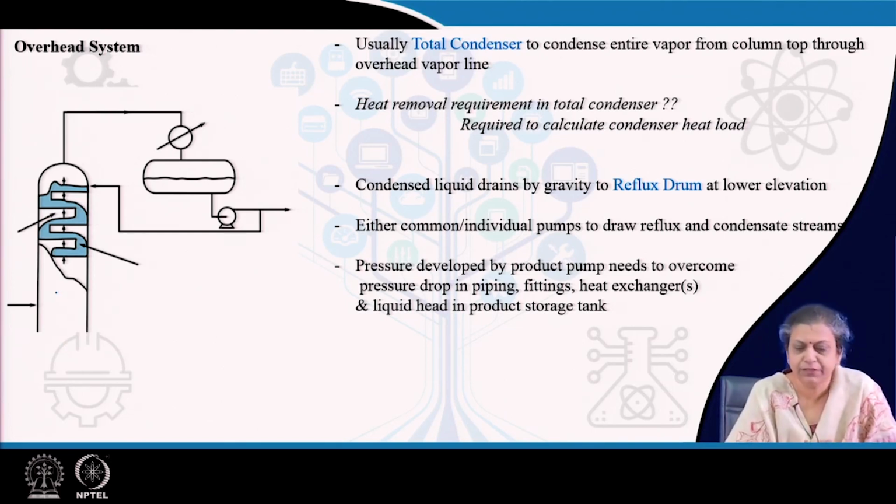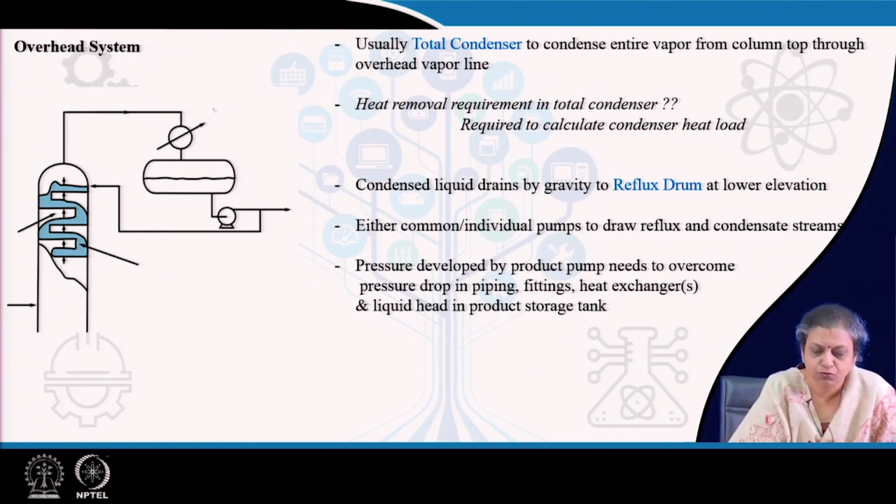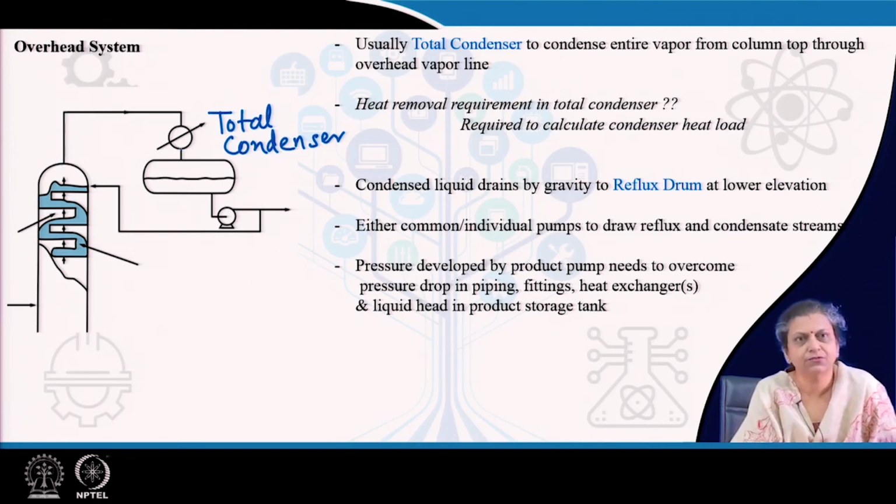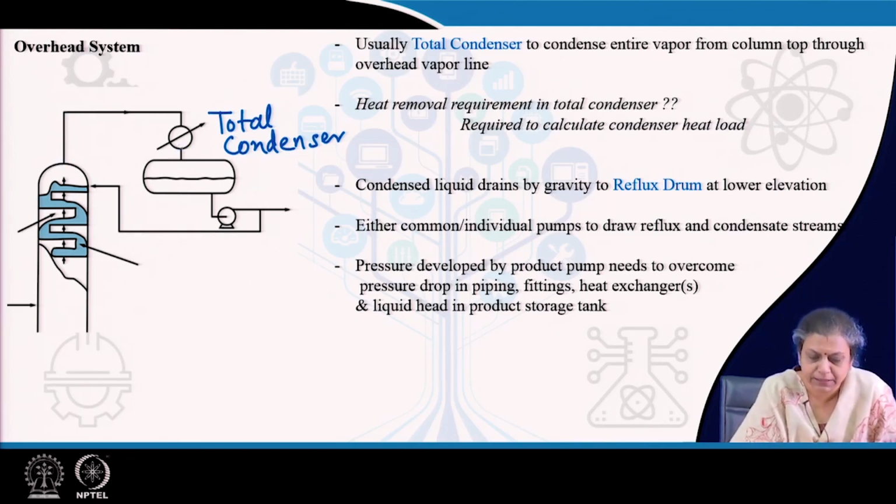Now, normally we find that we have a total condenser. What does a total condenser mean? A total condenser means that the entire vapor which is coming out from the top of the tower is condensed in a total condenser, and only liquid goes out from the total condenser and collects in a reflux drum.